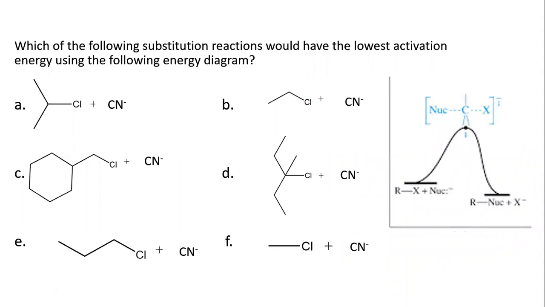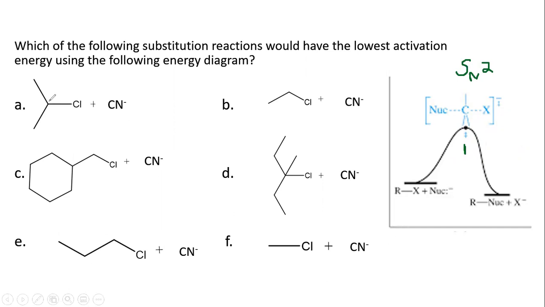So here we have another example. Which of the following substitution reactions would have the lowest activation energy using the following energy diagram? So we need to investigate this energy diagram. We see, hey, in this energy diagram, we just have one step because of one activation energy. So since it only has one step, this is an SN2 reaction. And since it's SN2, we want to look for the least substituted alkyl halide.